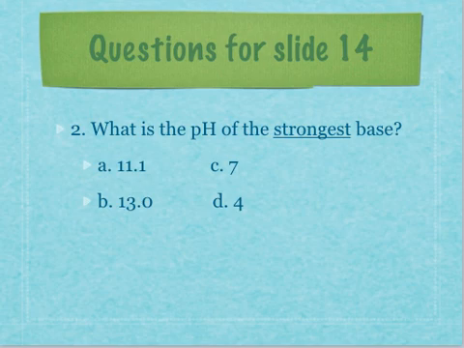Next question. Which is the pH of the strongest base? Well, first, we can eliminate C and D because D is an acid, C is neutral. The only base numbers are A and B. Of these two, the question asks for the strongest. That is B, 13. Between 11.1 and 13.0, 13 is the strongest base.